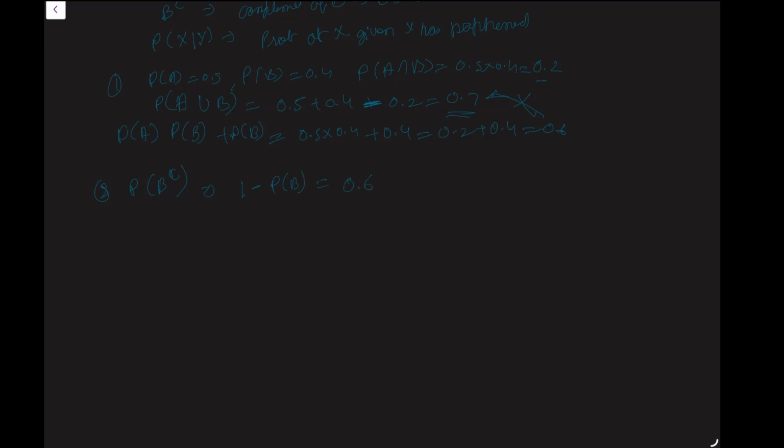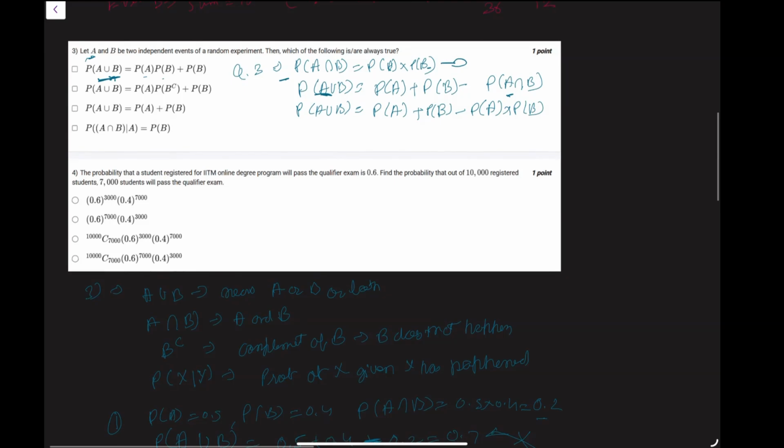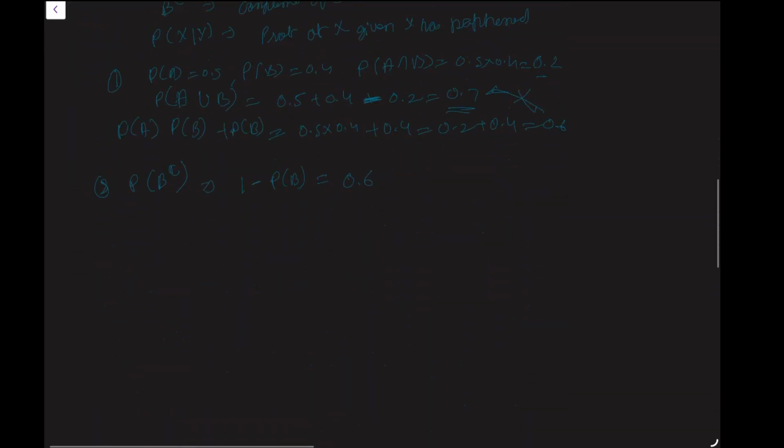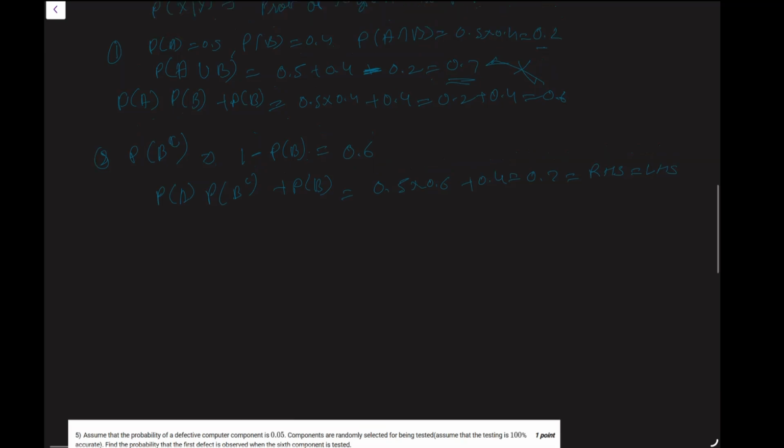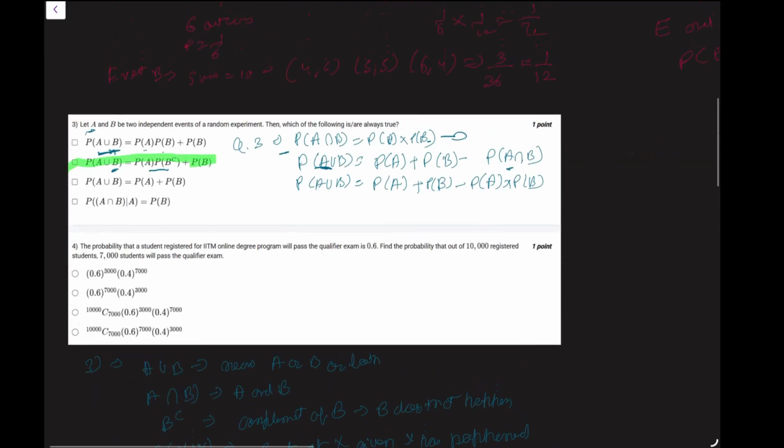Now, if you plug the numbers in this formula, probability of A union B is 0.7. If this has to be true, then the right-hand side should also yield 0.7. Let's check. The formula they have given is probability of A times probability of B complement, plus probability of B. If we do 0.5 times 0.6 plus 0.4, the answer we get is 0.7, which is equal on the right-hand side and left-hand side. Both are equal. That's why this is the correct option. Option number 2 is correct. We are going to mark it.